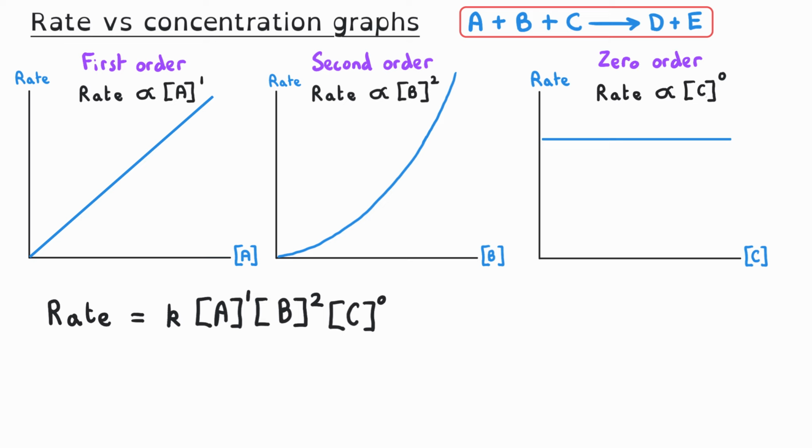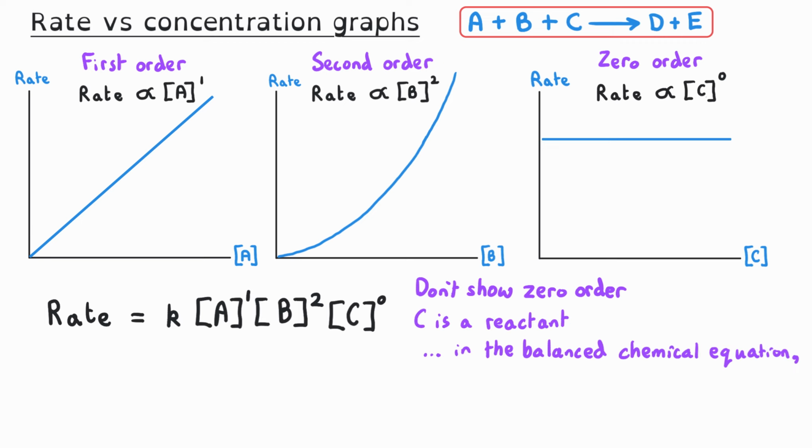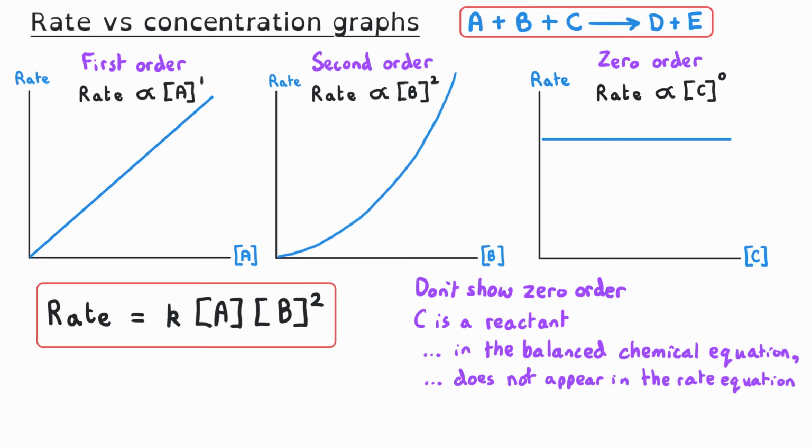particular temperature. Anything raised to the power of 0 is 1, and so therefore we don't show zero-order chemicals in the rate equation itself. Our conclusion being that C is a reactant in the balanced chemical equation, but its concentration does not appear in the rate equation. And vice versa. If a reactant is not in the rate equation, it must be because it is zero order. And typically we don't show the 1 as a power for the first order reactants, so the rate equation is more accurately represented like this.